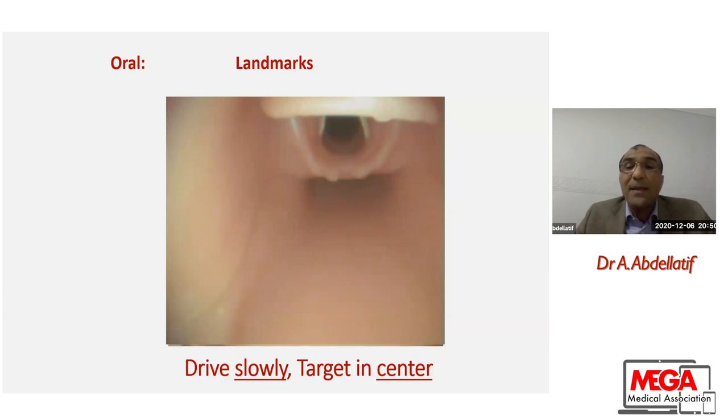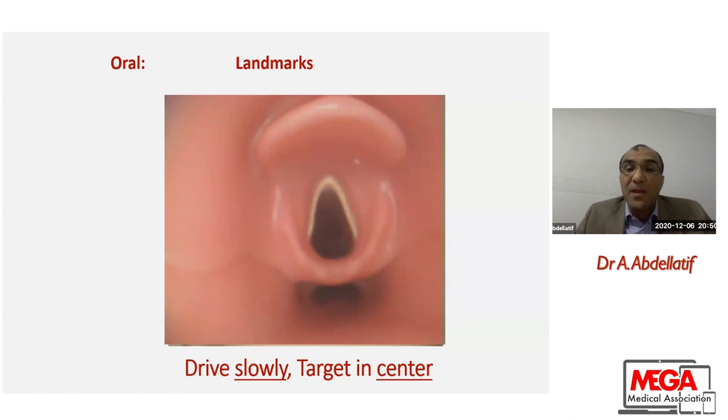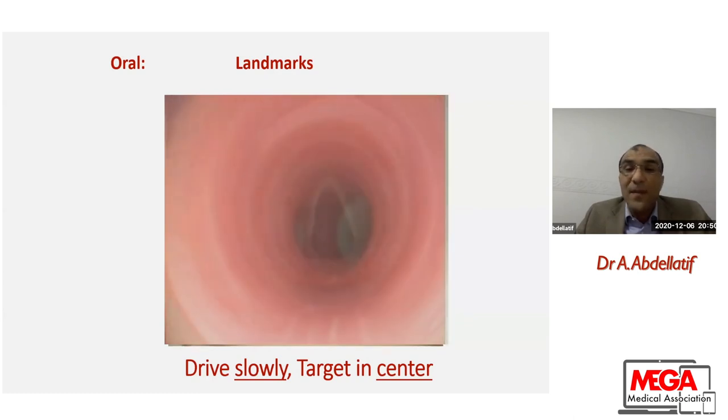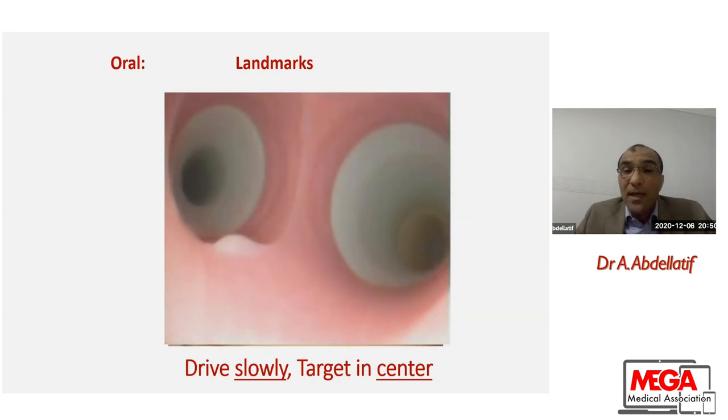Drive slowly again, my target in the center. Then I will approach the larynx. I'll go inside the trachea. The tracheal rings are a good landmark here. I have to reach the bifurcation.